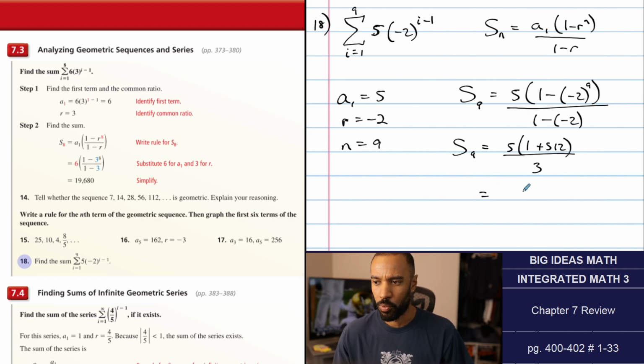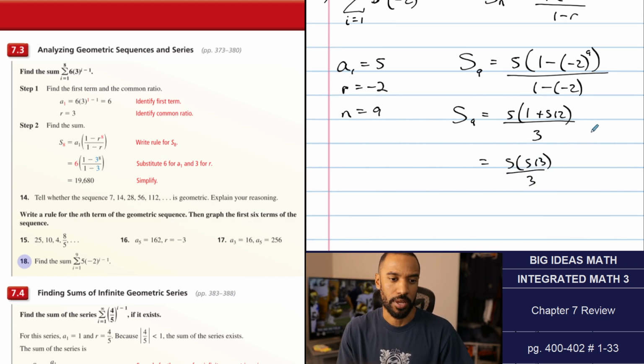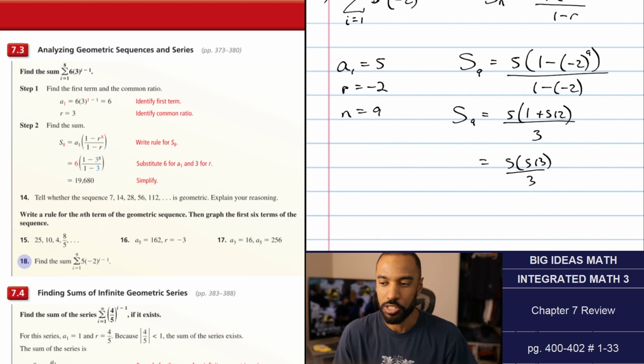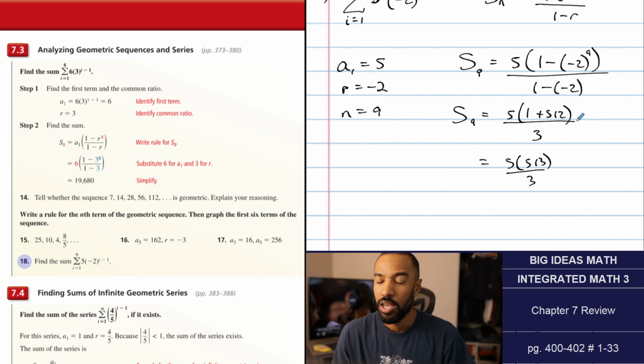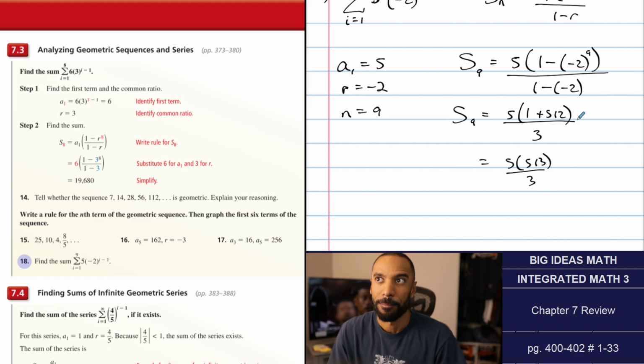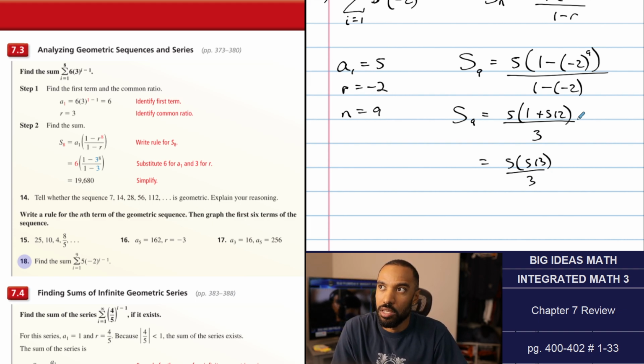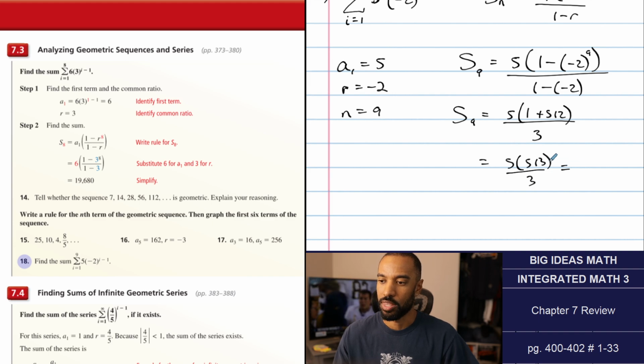So I'm going to do some of the work right now. That's 5 times 513 over 3. I believe 513 divides by 3, and it should, because these are all integer values. Your final answer should be an integer. 513 over 3... 71? I think it's that. So I think this is 71.